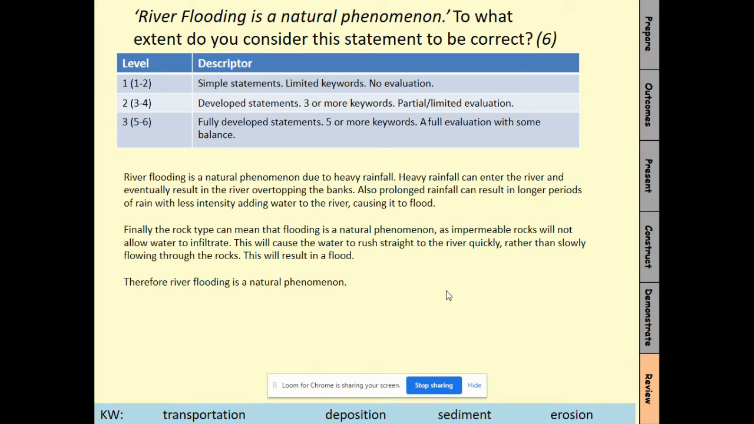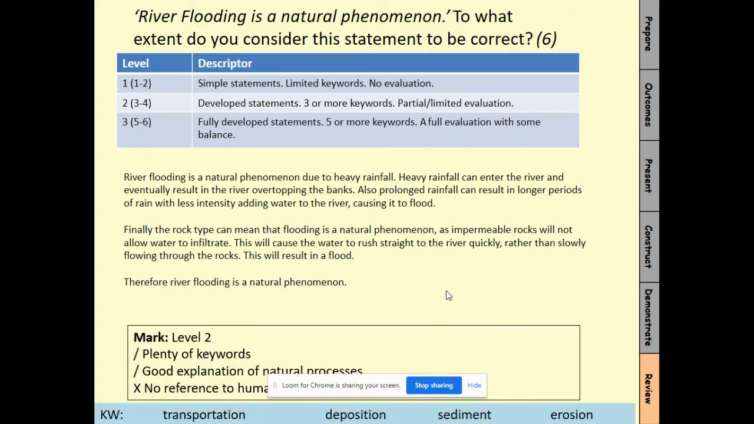Okay, so I've put it on here. I've put level 2. It's got plenty of keywords. It's got good explanation of natural processes. It certainly says that when it talks about less intensity adding to the water, causing it to flood. One weakness with it is that it's all talking about natural.